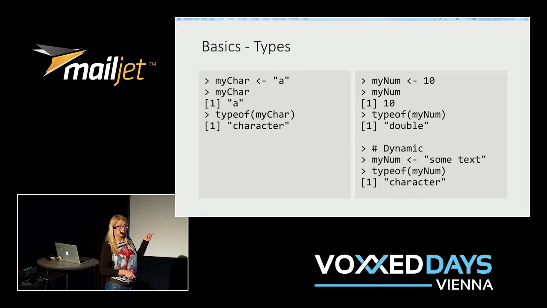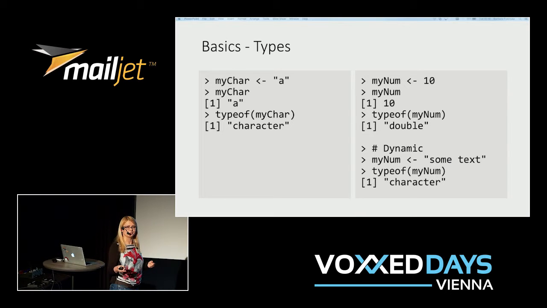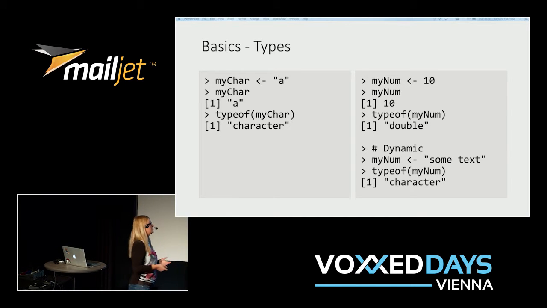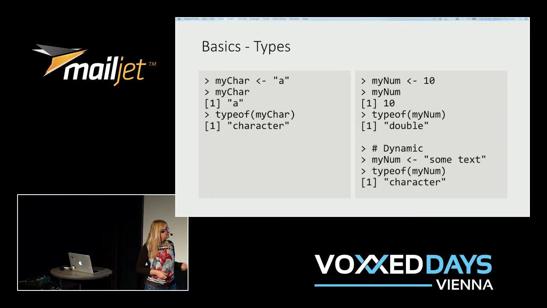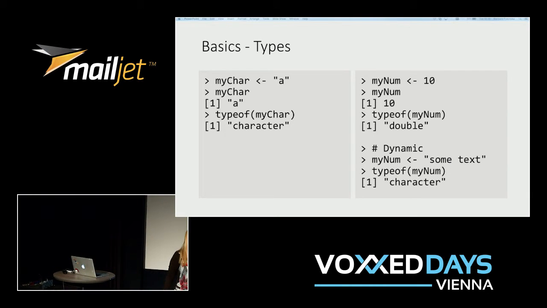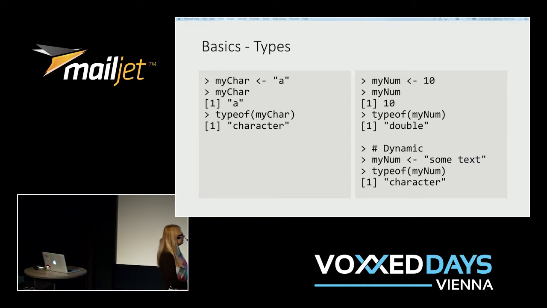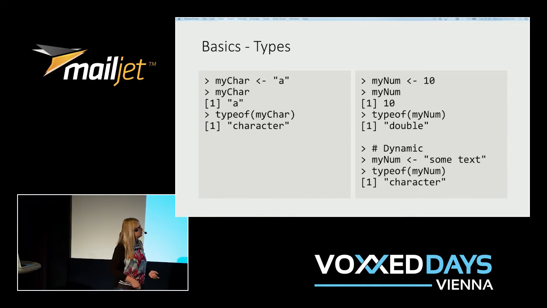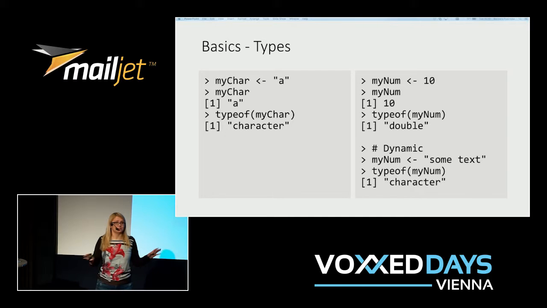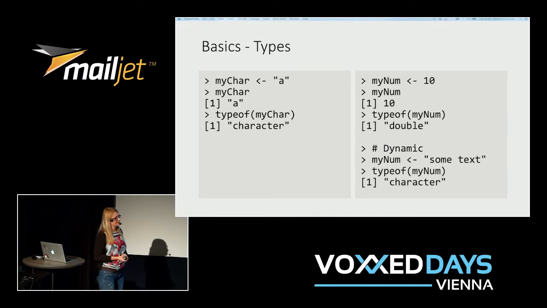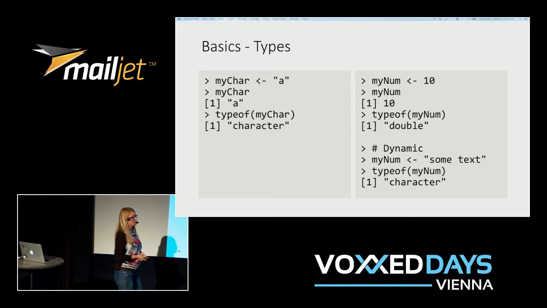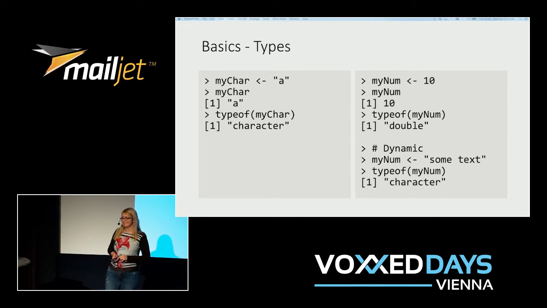But the type of my character is character. It's not vector of characters. Okay, I can have numbers. The type is double. And R is a dynamic language, so even if I had a number there, when I put there some text, I can easily change a type of my variable. R doesn't care. And R does all of the castings for you, almost all of it.